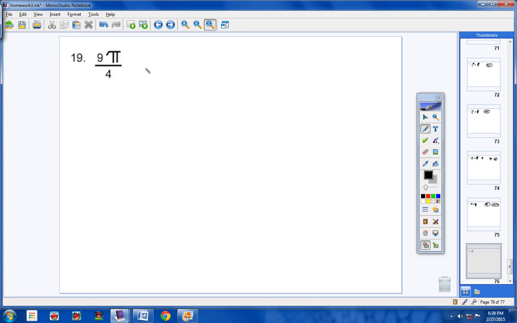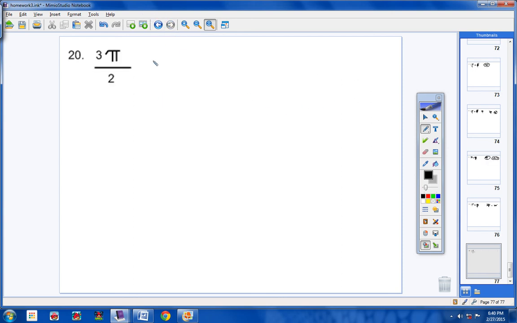Okay, moving on to number 19. We're going to convert these radians to degrees. Anytime you do that, you multiply by 180 over pi. Your pi cancels with your pi. 9 times 180 would be 1,620, and 4 times 1 would be 4. Now we'll divide that out. 1,620 divided by 4 comes out even, and you get 405 degrees. So 9 pi over 4 radians is the same thing as 405 degrees.